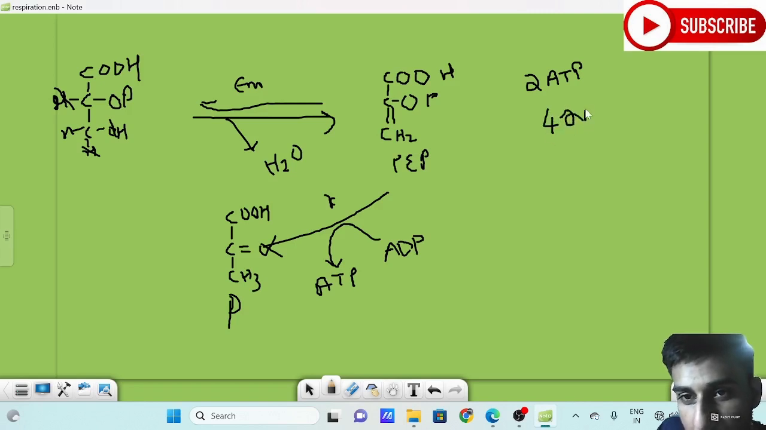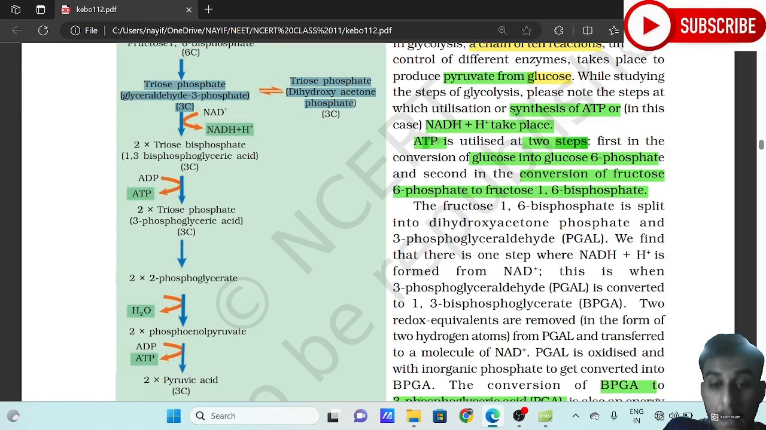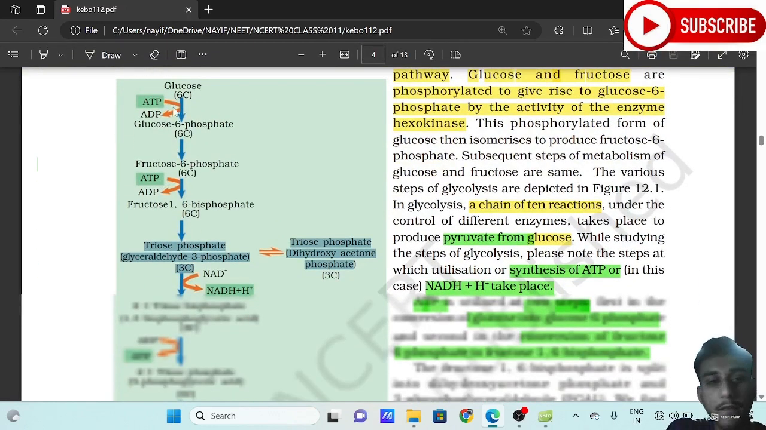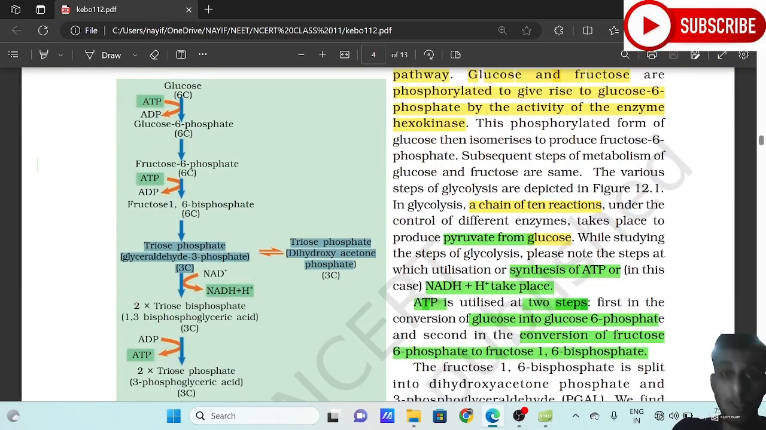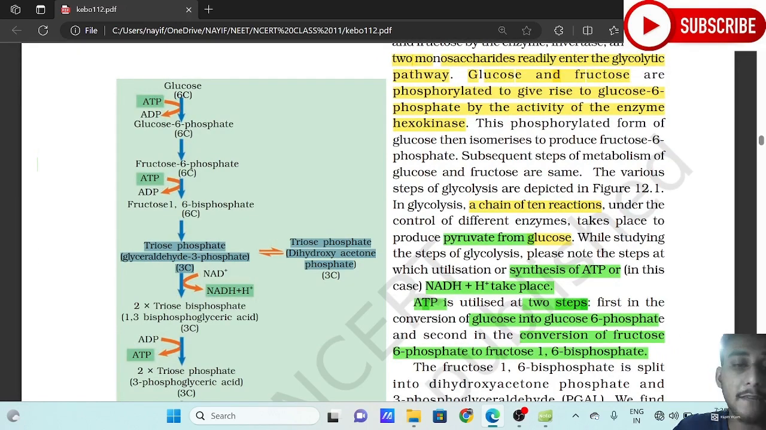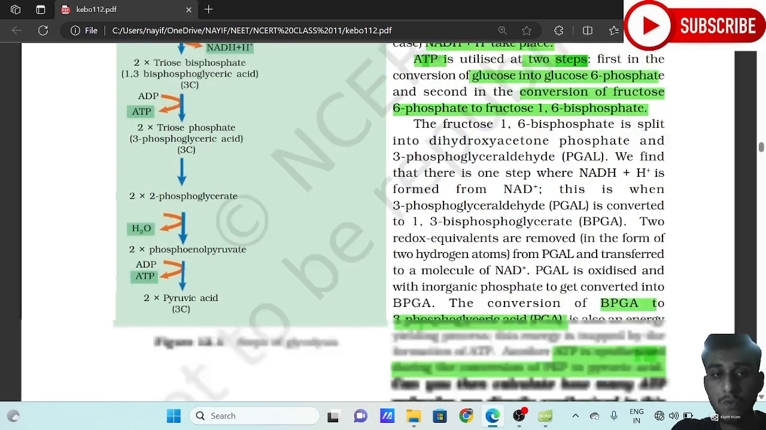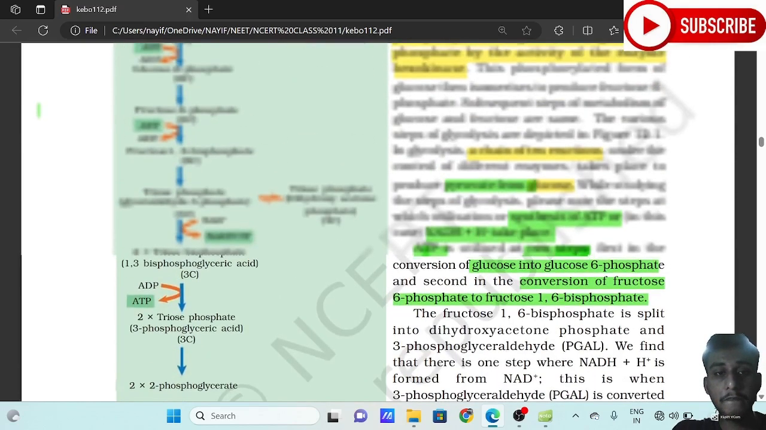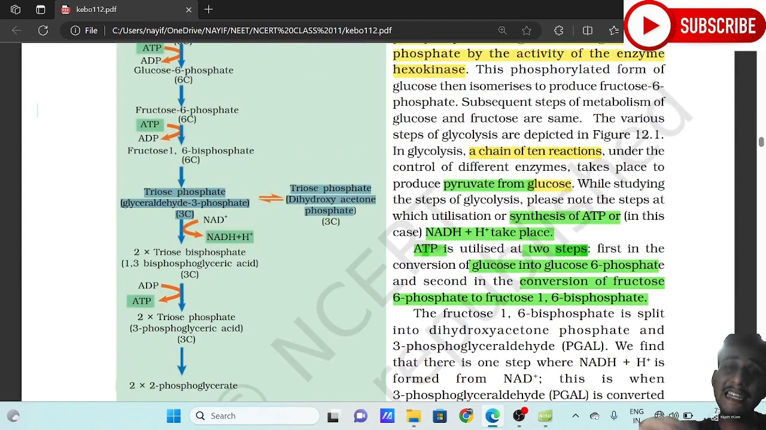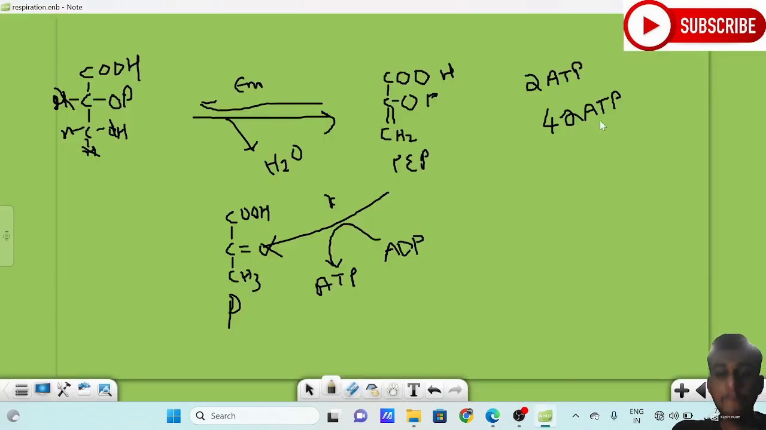4 ATP formed. I think you are understanding. It is a little bit confusing for you, I think. Actually 2 ATP is used first, 1 ATP here, 1 ATP here. And 4 ATP is formed. How is 4 ATP formed? Because it is 2 molecules of 3 carbon. Here 2 ATP is produced, and here also 2 ATP, because from this reaction onwards it is 3-carbon molecules. So 2 ATP used and 4 ATP produced.